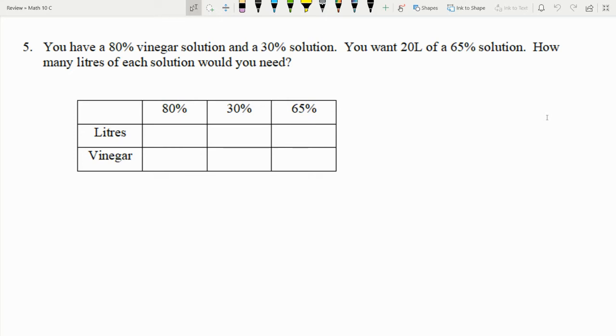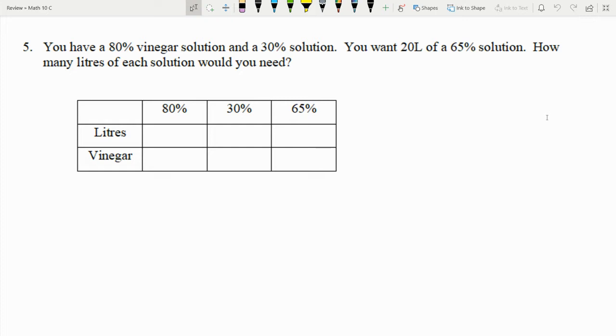Okay, so for question 5, let's start by reading it out. You have a 80% vinegar solution and a 30% solution. You want 20 liters of a 65% solution. How many liters of each solution would you need?